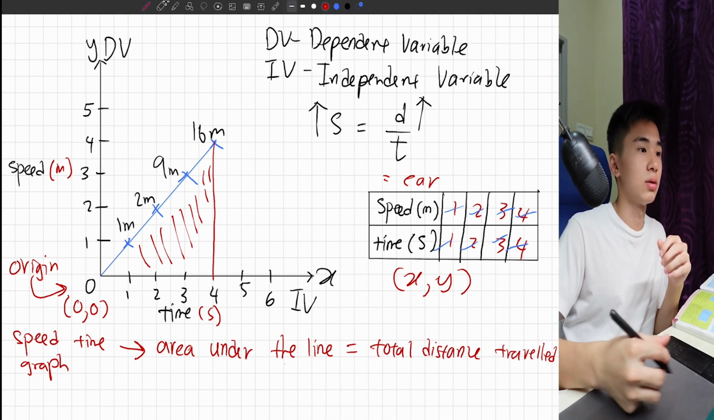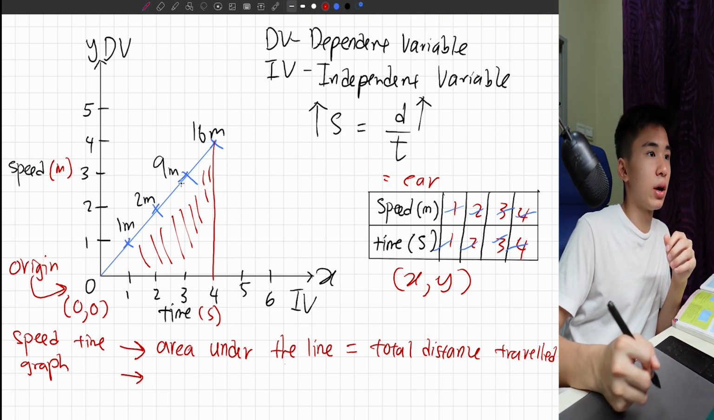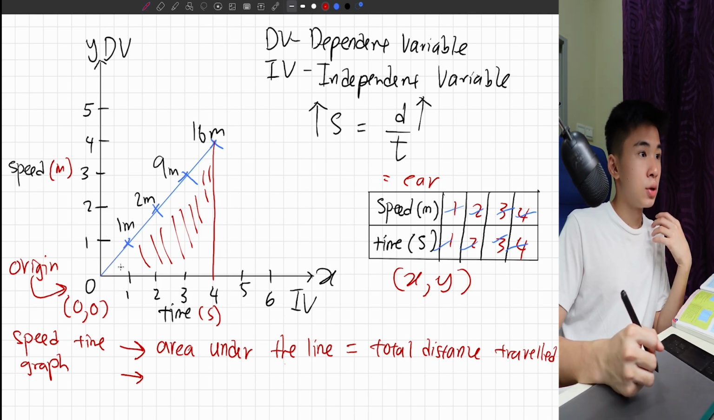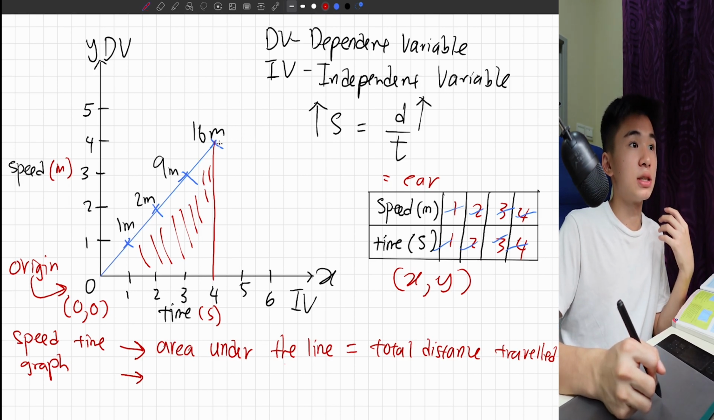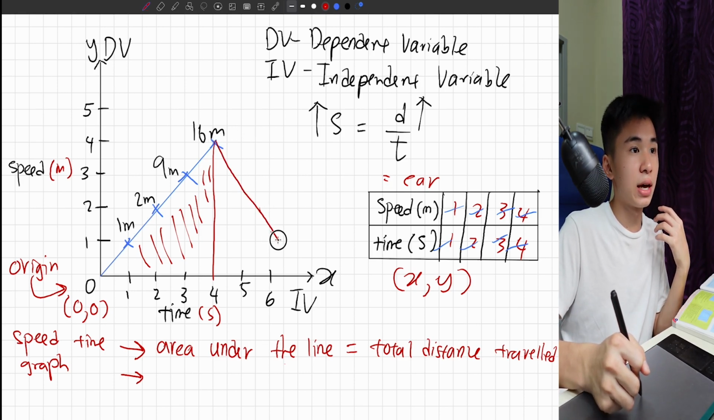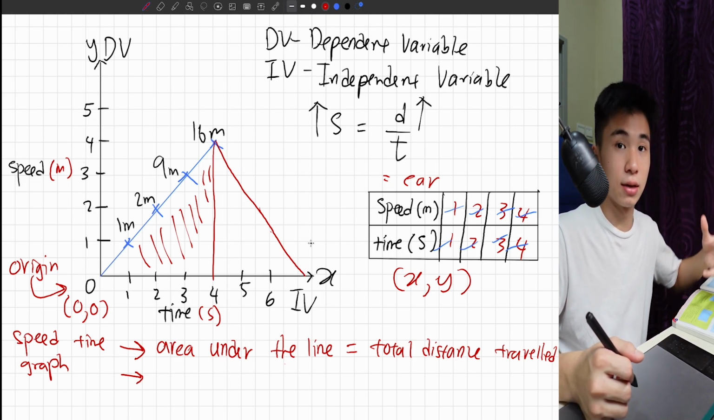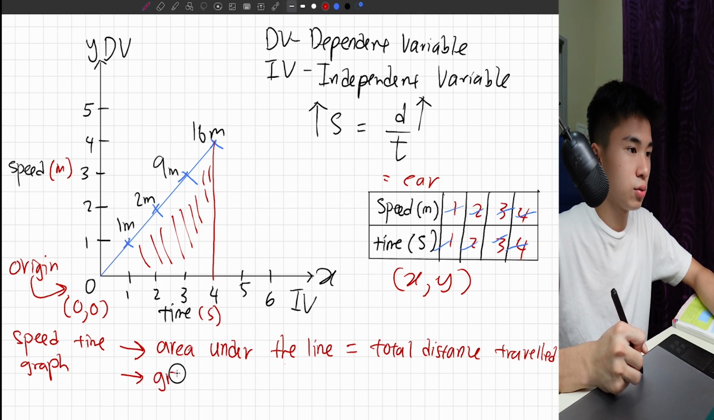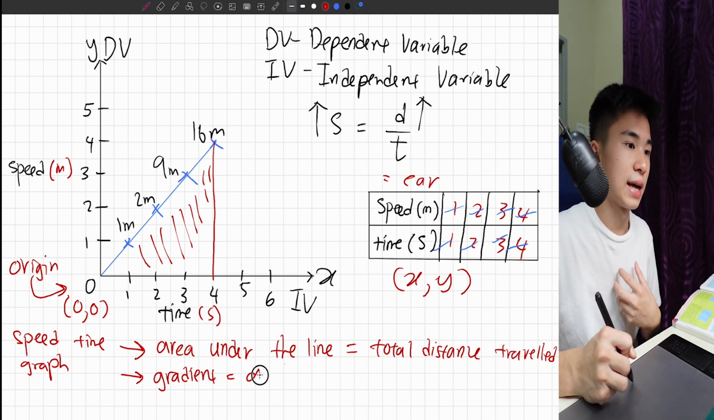And right now I want to talk about the acceleration. So notice this gradient, right? This gradient means every second, the speed is increasing, right? So if the speed is increasing, it is accelerating. And if the speed, like this line right here, is decreasing, it is decelerating. Okay, acceleration and deceleration. Okay, so the gradient of this straight line graph is going to be the acceleration.